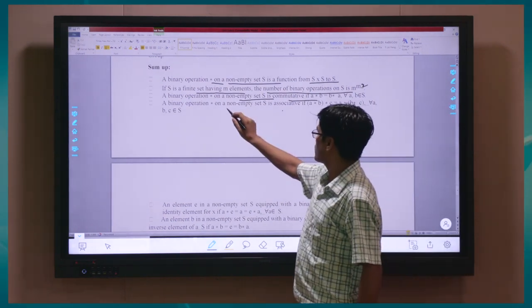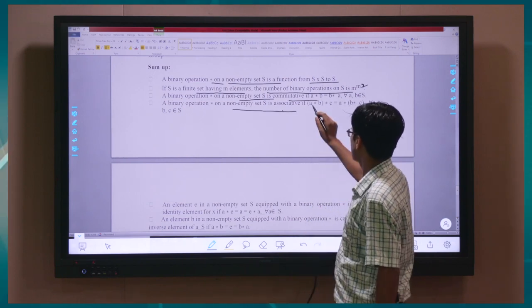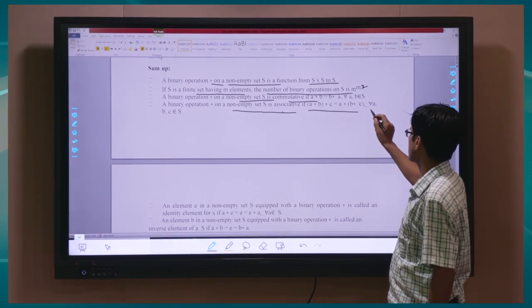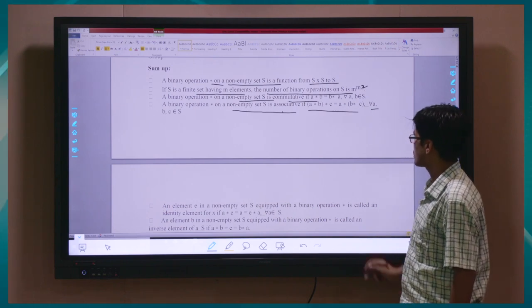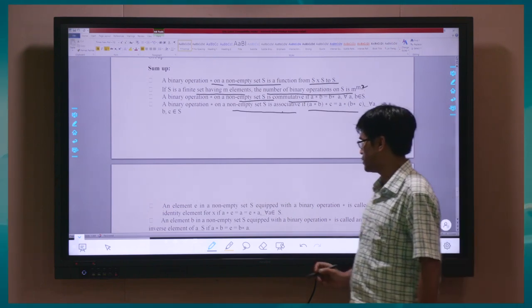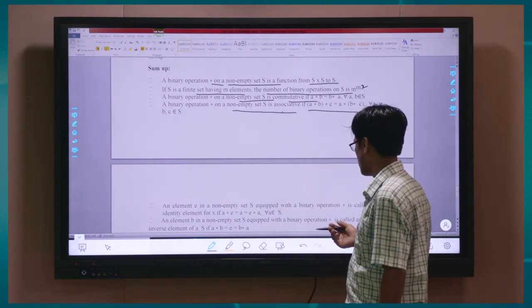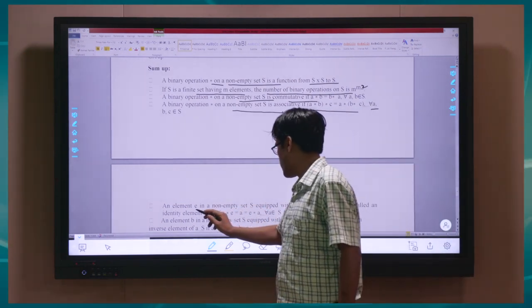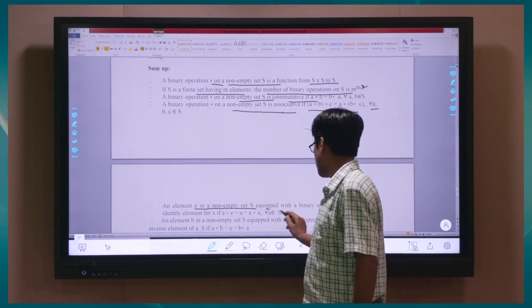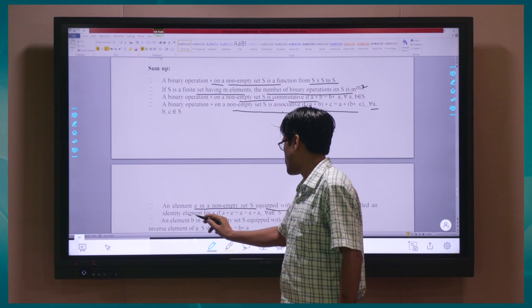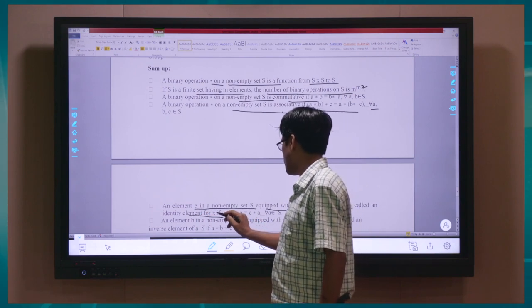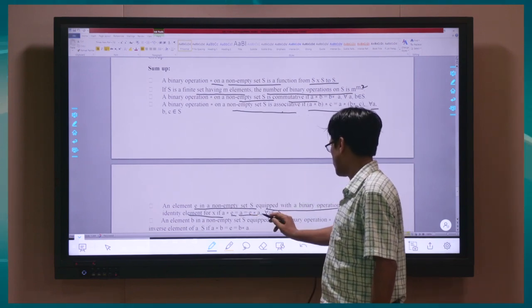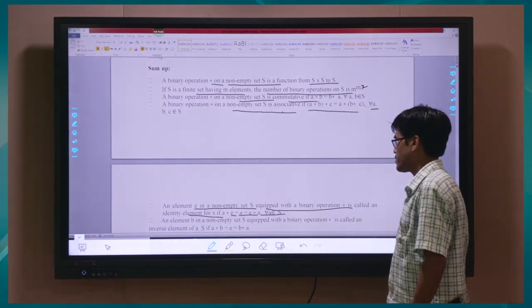A binary operation star on a non-empty set S is associative if this condition is satisfied: bracket A star B, star C is equal to A star bracket B star C for all elements A, B, C belonging to S. Also we discuss how to find the identity element of a binary operation. An element E on a non-empty set S equipped with a binary operation star is called an identity element if A star E is equal to A is equal to E star A for all elements A belonging to S.